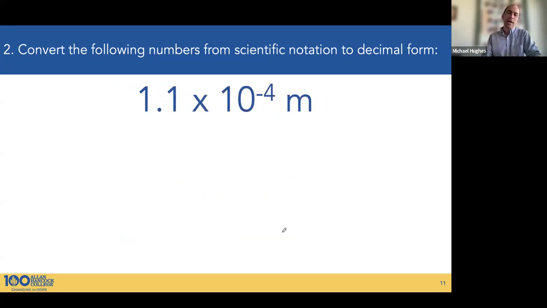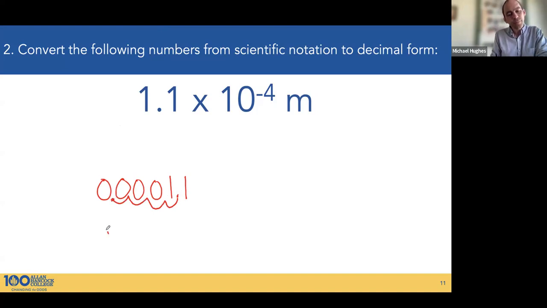All right, let's try another one. 1.1 times 10 to the negative 4. So this is going to be less than 1, so we're going to add zeros, but in the less than 1 direction. Start with our 1.1. To the left, we'll add a few zeros. I'm sure we have enough this time. And now we'll move it negative 4 places. So 1, 2, 3, 4. So we'll have 0.00011 meters.